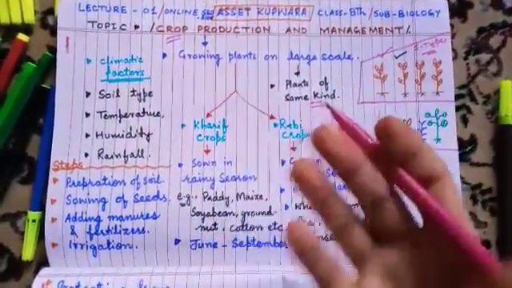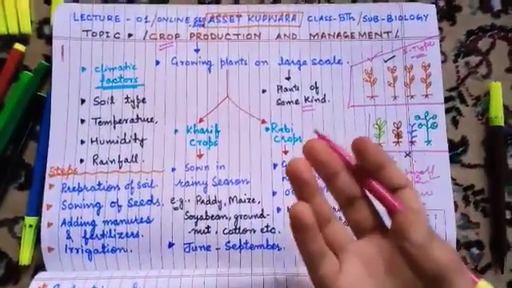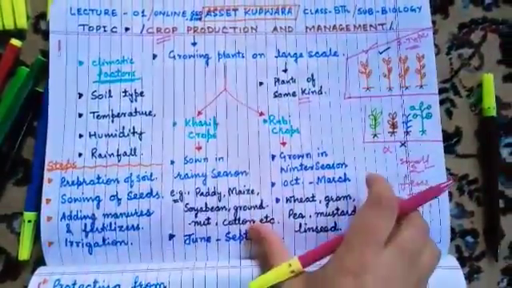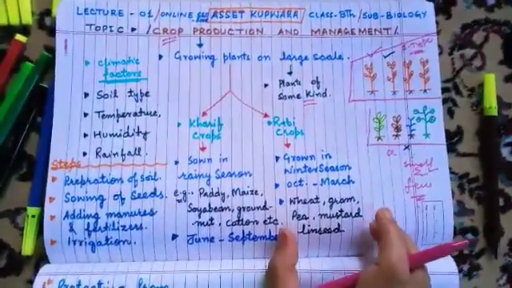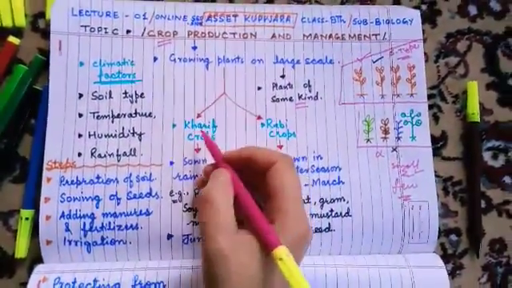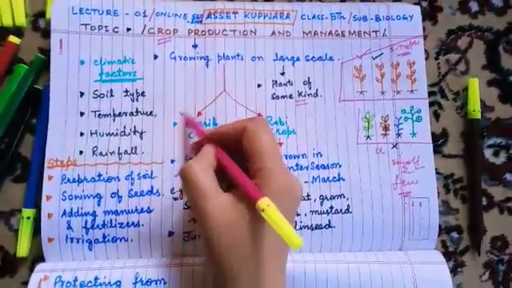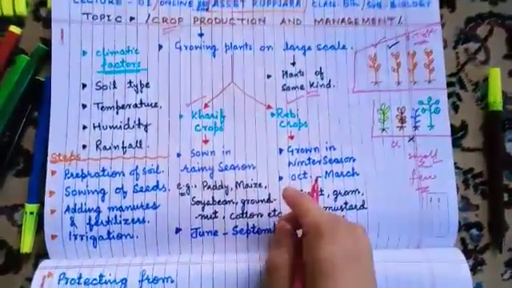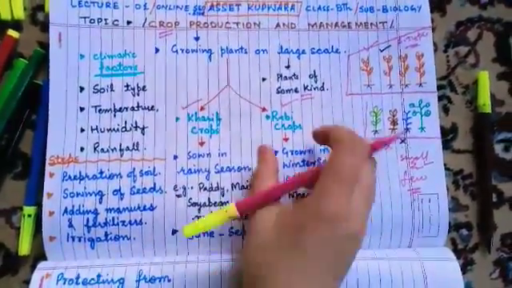How crops are produced, what strategies are taken to produce crops, and how they are managed, we will discuss all this in this chapter. Crops are of 2 main types. Kharif crops are there and there are Rabi crops. Now, what are Kharif crops and what are Rabi crops?